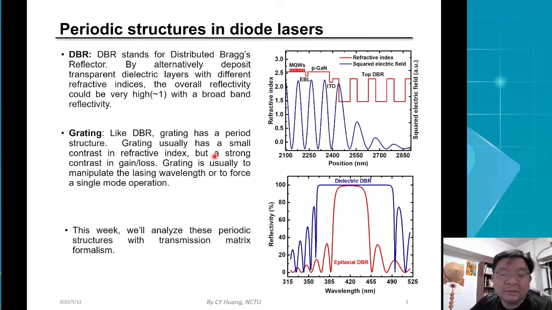All right, so we discussed what the DBR is. DBR means distributed Bragg reflectors. It deposits two dielectrics with different refractive indices, and if the thicknesses are well chosen, we can build up the reflectivity to a near one value. Grating is basically the same thing. The only difference is that in grating the refractive index difference is usually smaller, and its purpose is usually not to build up a very high reflectivity. It's usually used for wavelength selection. And we will have a more detailed discussion of the grating next week.